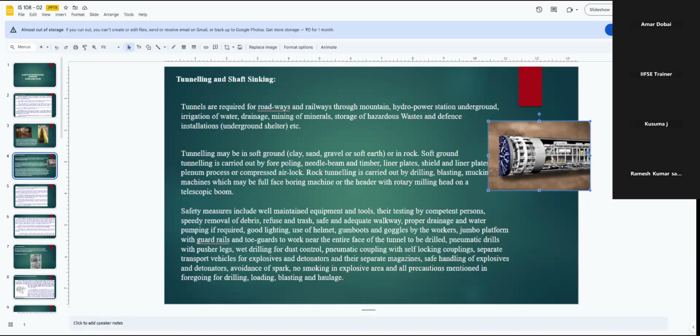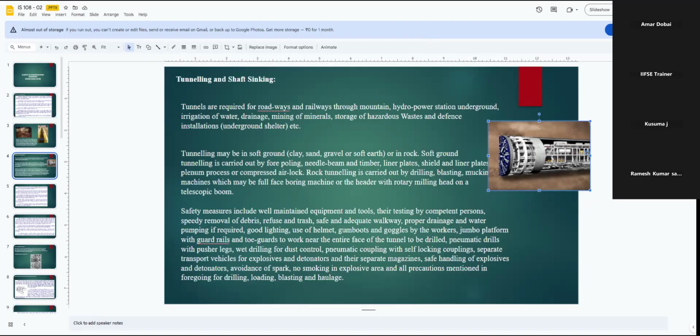Basically, when you are doing these activities, we should first have testing by competent persons, based on the type of soil, whether it is raw soil or rock soil. Then we look for speedy removal of debris, meaning the waste which is generated. It should be removed immediately. Then adequate walkways for people movement and a proper drainage system. Sometimes when you start drilling, a huge amount of dust will be generated, so you apply water so that dust suppression can happen.